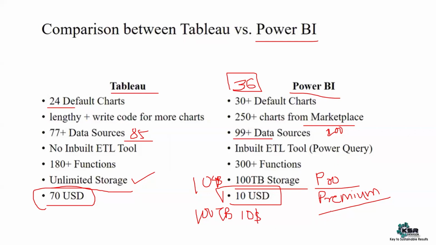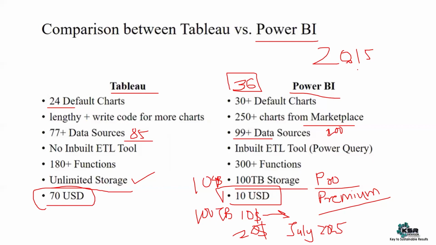If it's Premium, as I've said, there are two bifurcations, Premium per user and Premium per capacity. Premium per user comes with 20. But starting from July 2025, the prices will vary. Vary in the sense the Microsoft team has increased the prices for the first time in this decade, right? Power BI was introduced in 2015, so from 2015 until today, they have never increased a single penny.